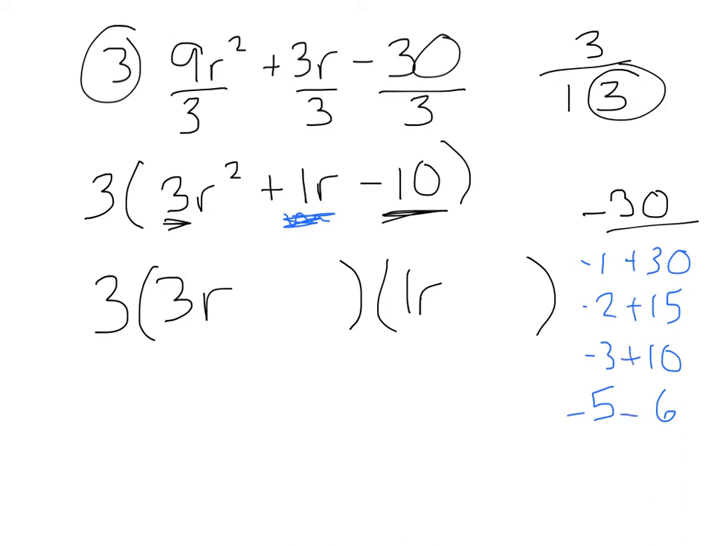Then we're going to add them together. So negative 1 plus 30, sorry, is positive 29. So it's not that one. 15 plus a negative 2 is 13. And we want a 1, so it's not 13. 10 plus a negative 3 is 7. We're getting closer. And then negative 5 plus 6 is 1. So I found my two factors of negative 30 that add up to 1.